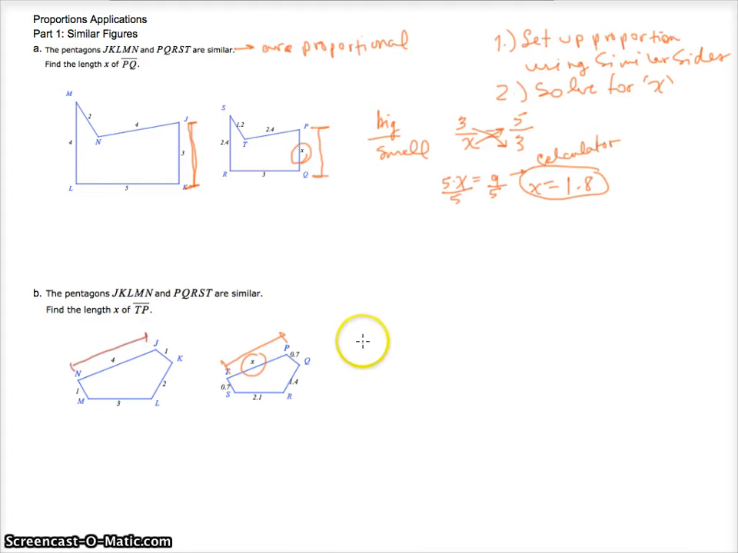And here again, I'm going to do big shape to small shape, because I prefer working left to right. So big to small is going to be 4 over x equals, and let's pick another side length. Let's do ML and SR. So 3 over 2.1.